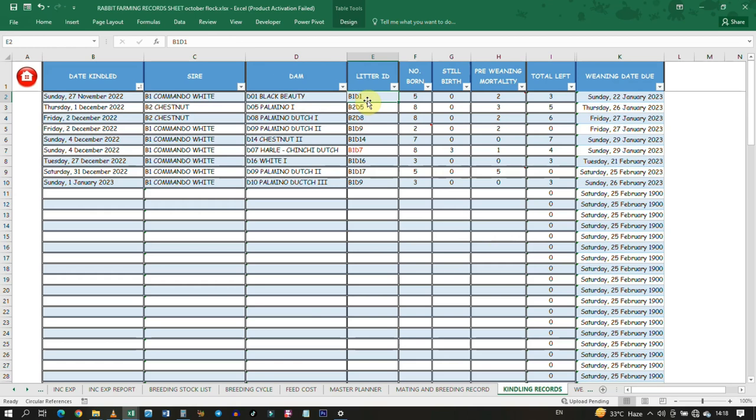Then normal born 5, stillbirth is when they give birth, how many of them were already dead before you met it? So total mortality before weaning, and then total left. Then weaning date due based on your figures that you entered in the weaning records. These are very important because once you start entering these figures, these ones will calculate automatically. Good.